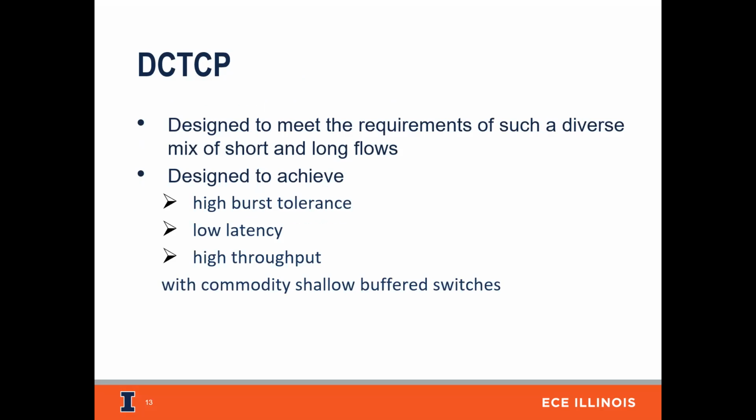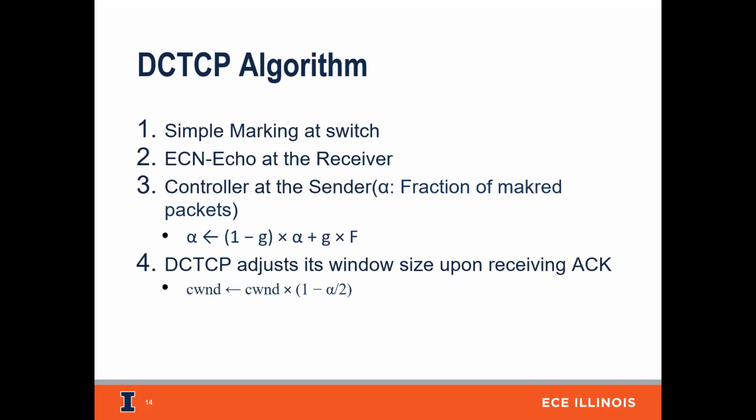So here comes DCTCP. It is designed to meet the requirements of such a diverse mix of short and long flows. It is also designed to achieve high burst tolerance, low latency, and high throughput with commodity shallow buffer switches. The DCTCP algorithm itself is actually very simple.